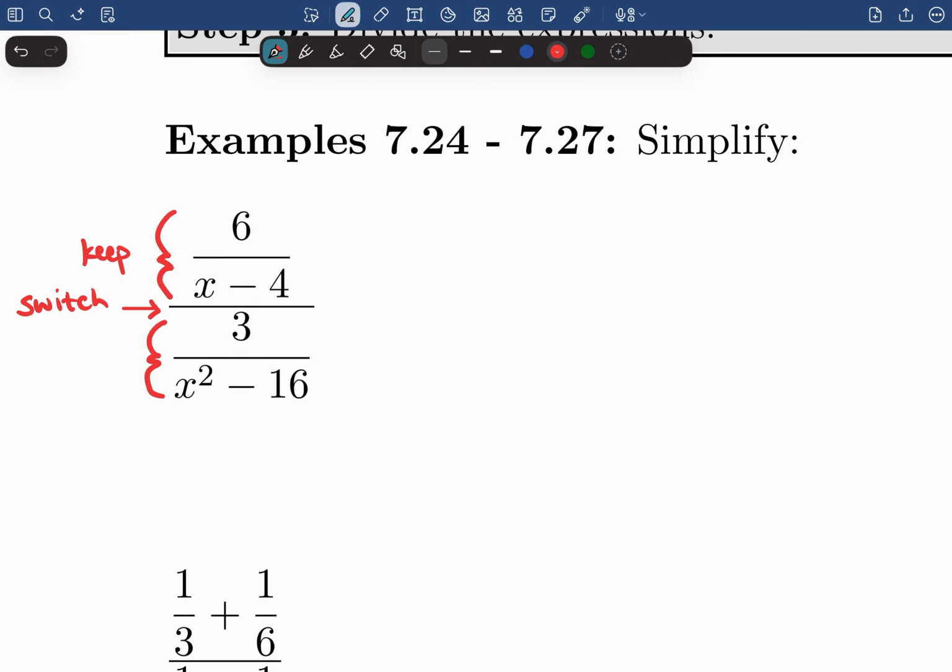Right, that's the top fraction. I'm keeping it the same. I switch division to multiplication, and then I take the reciprocal of the bottom fraction. And so my 3 that's on top of this fraction moves to the bottom of the fraction. And then the x squared minus 16 moves to the top of the fraction. But one thing that we also want to do as we keep, switch, flip is we want to factor. And so you'll notice this is the difference of squares, x squared minus 4 squared, right? So I have 16, it's 4 squared. So I'm going to factor the difference of squares.